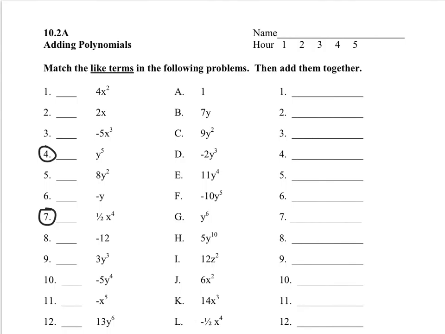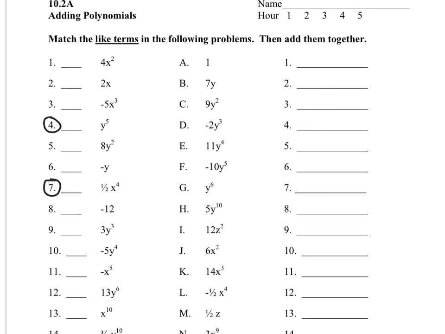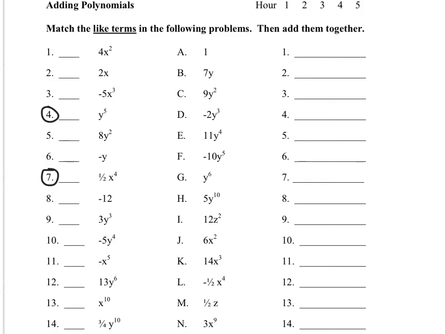Okay, this video is for 10.2a, adding polynomials. So for this first section, they just want us to match the like terms in the following problems. So we're going to look at problem 4 and problem 7. We want to match that comes from column 1 with its like term that is in column 2, and then we want to add those two terms together and write their answer in column 3.